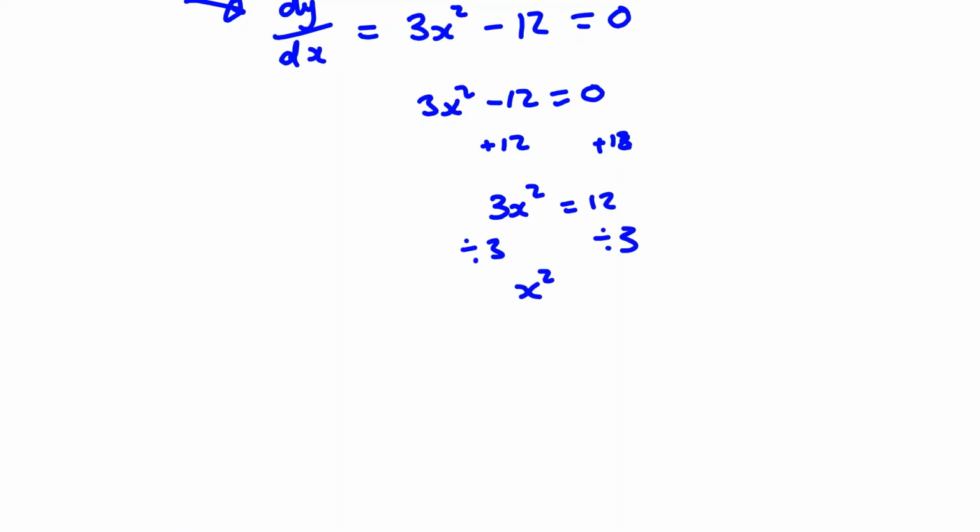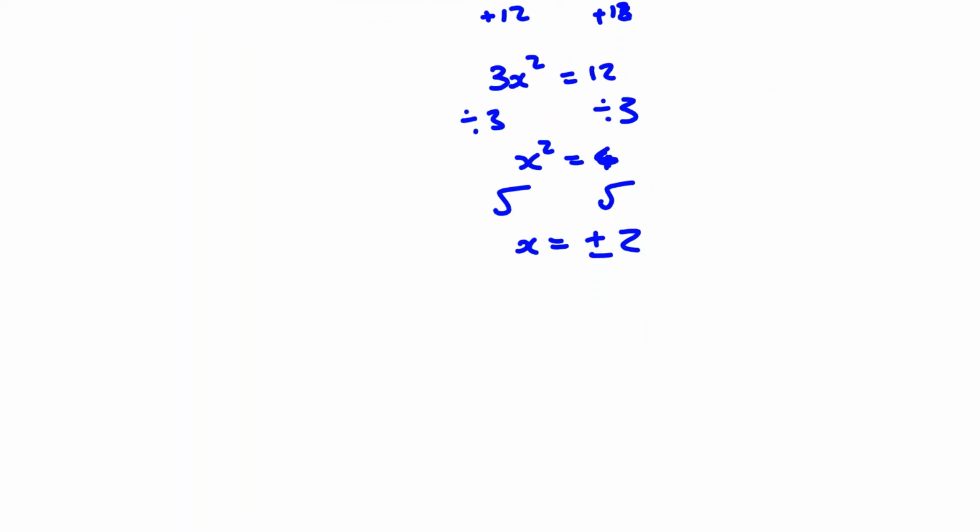So we're going to get x squared equals 4, and then we can square root. But we've got to remember, when we do square root, there's going to be a plus and a minus of the square root of this number. So plus and minus 2.